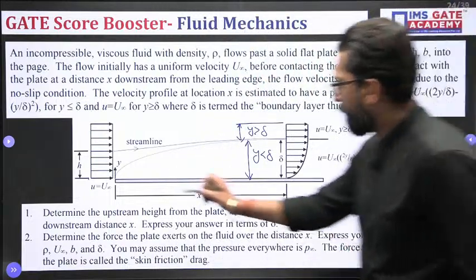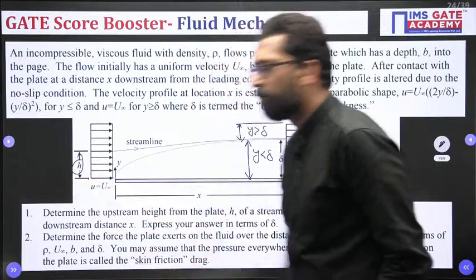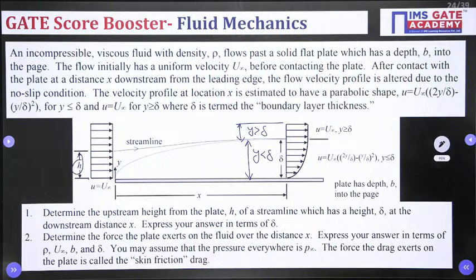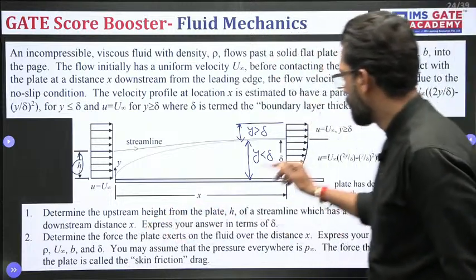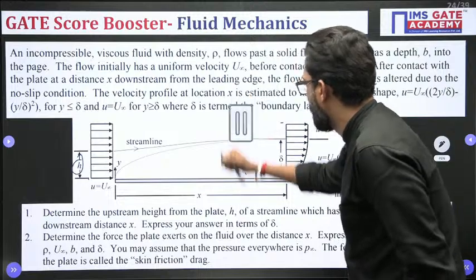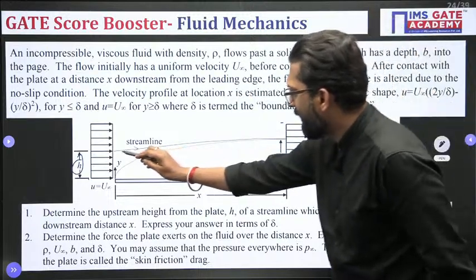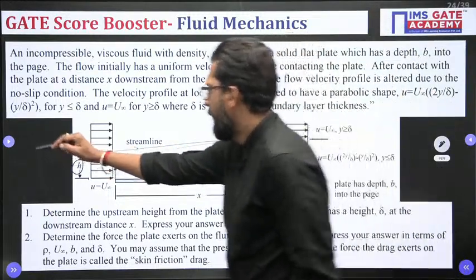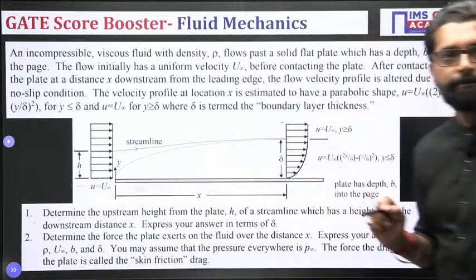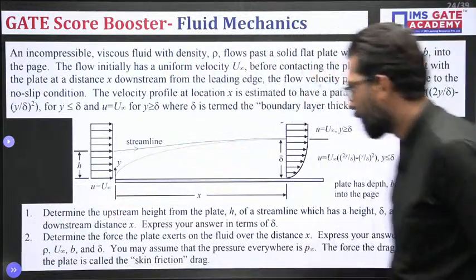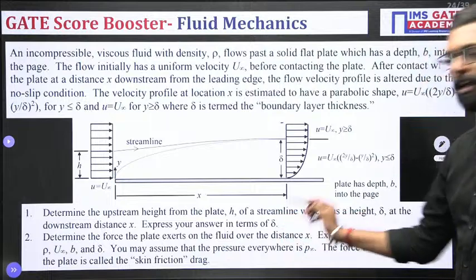So they are asking, what is the H value? What is the H value of the streamline which has a height delta at the downstream distance? So this is your streamline. The streamline distance at upstream is H and downstream is delta. So what is the H height? Express your answer in terms of delta.